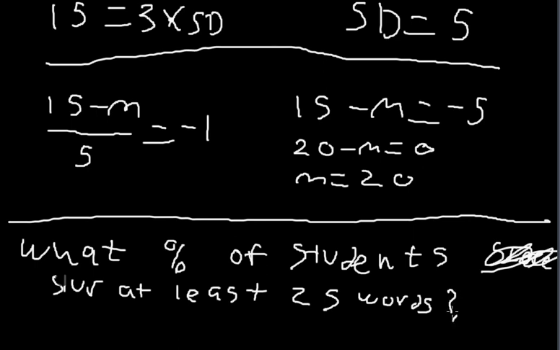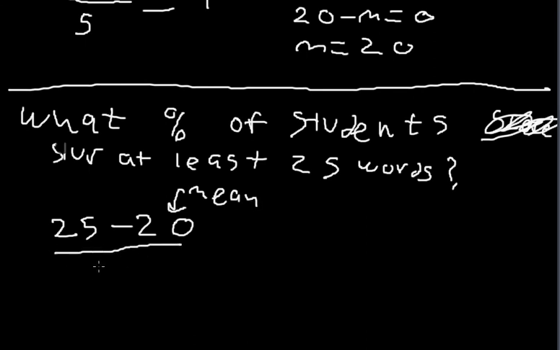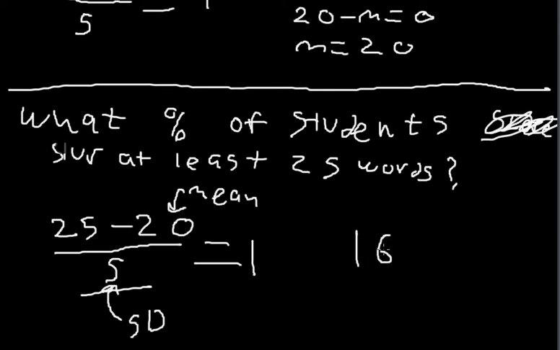So what do I have to do? I have to standardize my data. So what z-score is that? 25 minus 20, that's the mean, divided by 5, that's the standard deviation, and that's just equal to 1. So what percentage is greater than 1? By the empirical rule, we get 16%, because 68% lie within one standard deviation, and it's symmetric. So 16% lie on either side. And that concludes this problem video.